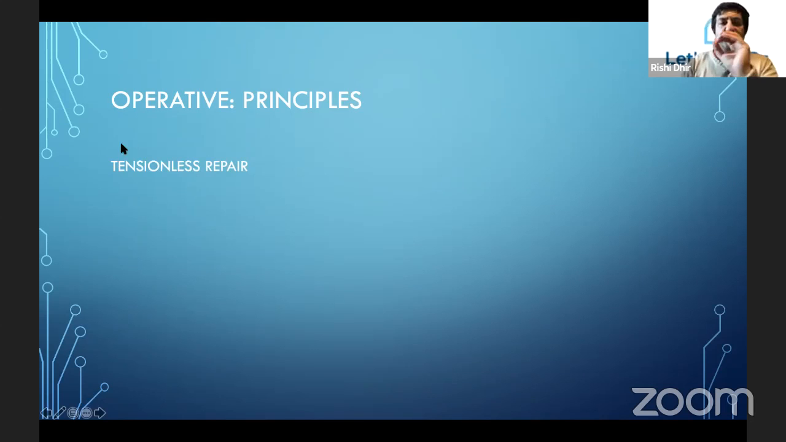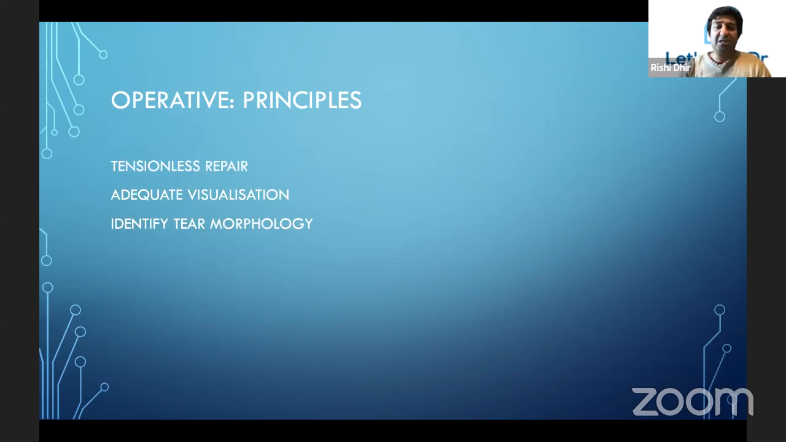Okay, and my principles are: I want a tensionless repair. I want to visualize the tear appropriately. You can do this open or arthroscopic, but I find that arthroscopic gives you much easier visualization. You need to be able to identify the morphology of the tear and classify it appropriately. You need to mobilize it adequately as well, so you can bring it back to the correct position. Imagine as if you're reducing a fracture, you have to reduce the tear. It's exactly the same principle.